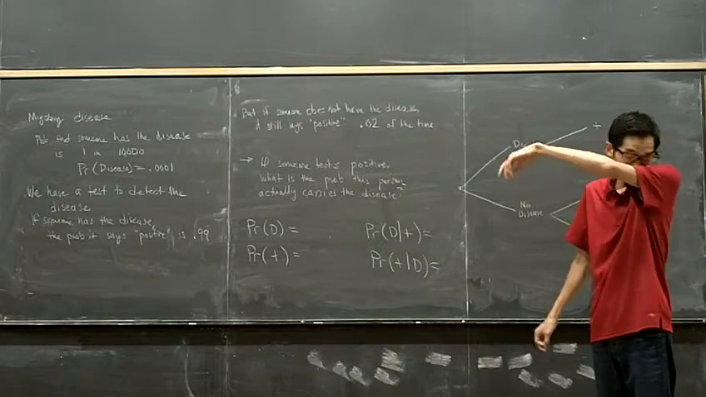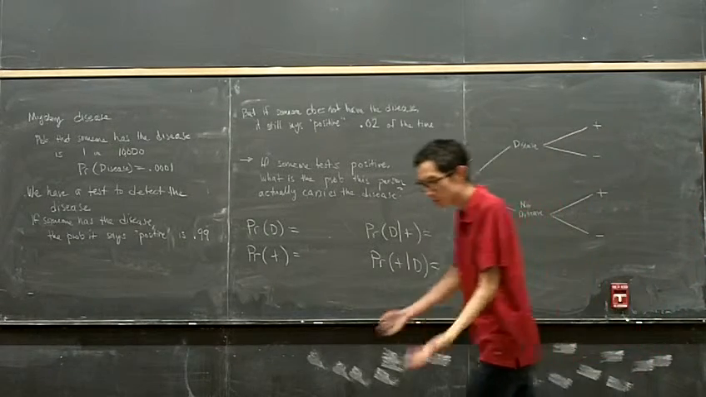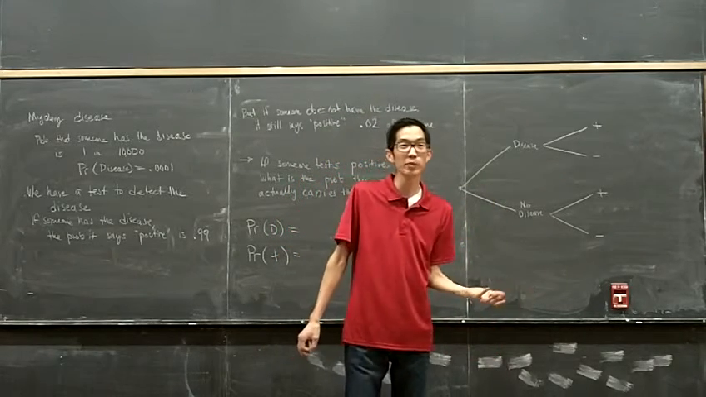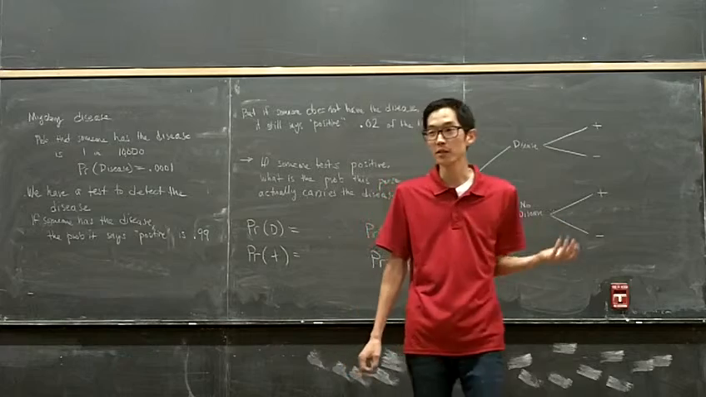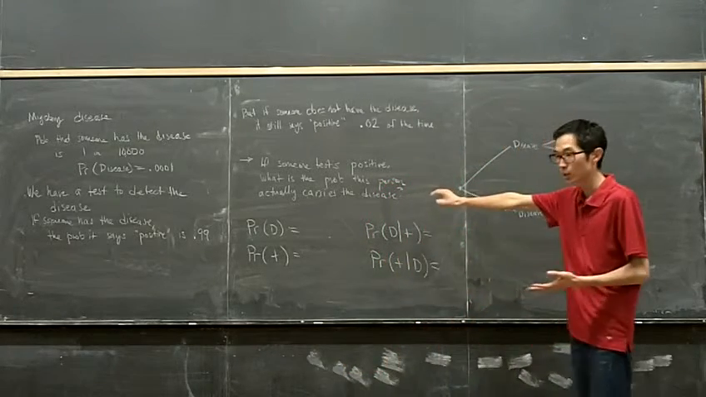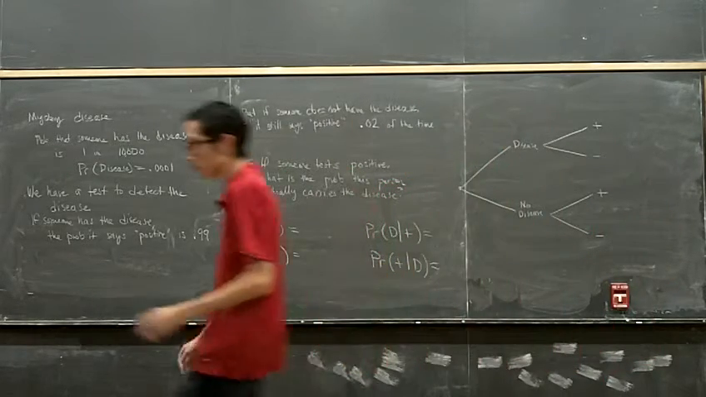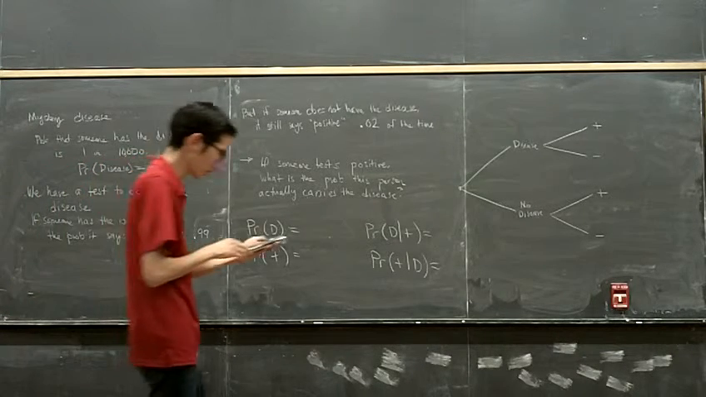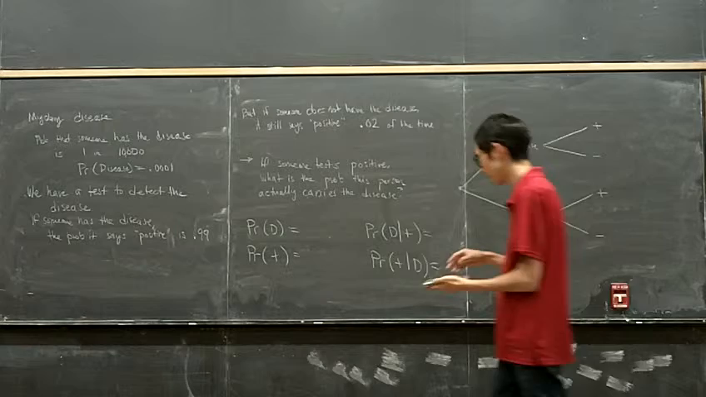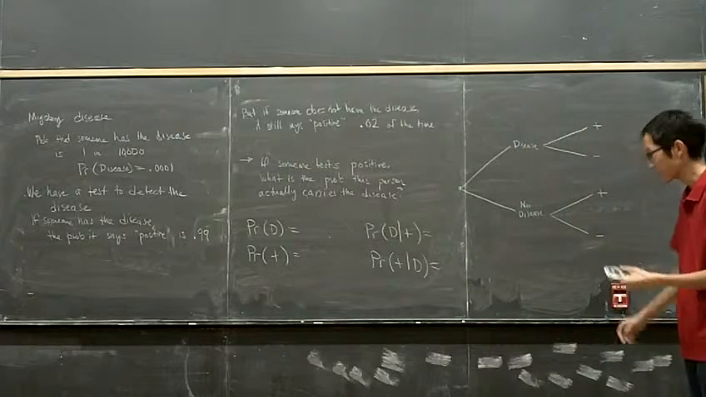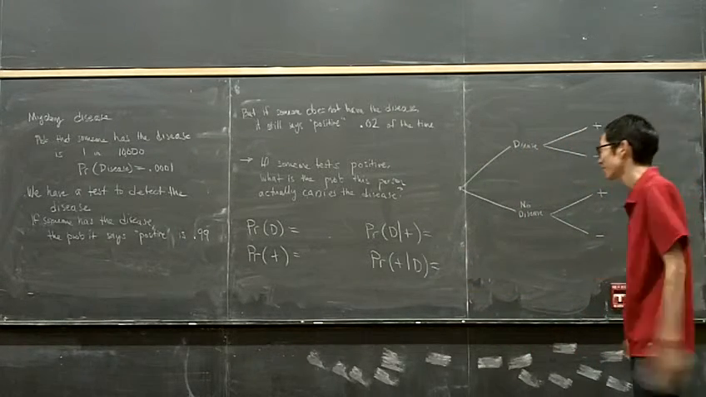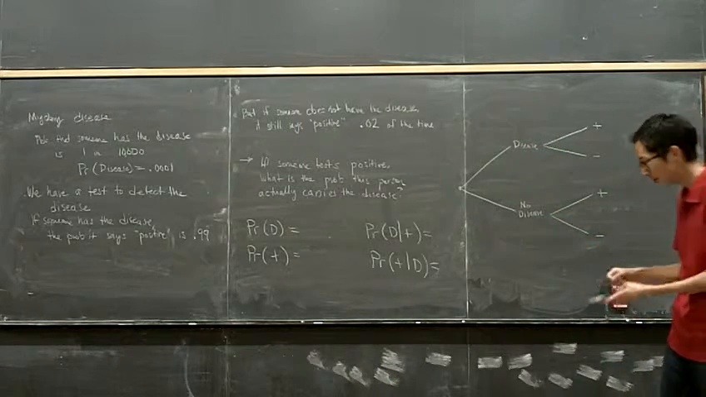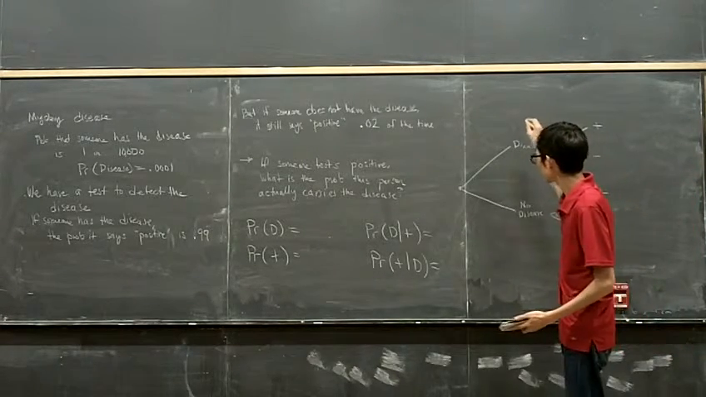Okay. So overall, if somebody goes into the office, they get tested, and it comes back positive, what's the probability that this person carries the disease? That's what we're asking for here, okay? I was going to write this up, but we'll go through it here. So we'll work this out, okay?